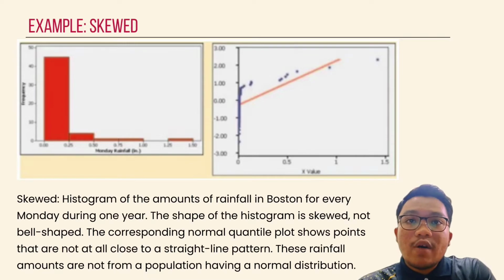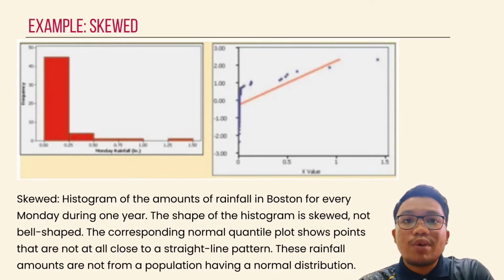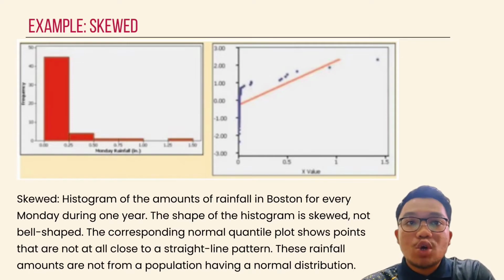Skewed histogram of the amount of rainfall in Boston for every Monday during 1 year. The shape of the histogram is skewed, not bell-shaped. The corresponding normal quantile plot shows points that are not at all close to a straight line pattern. These rainfall amounts are not from a population having a normal distribution.